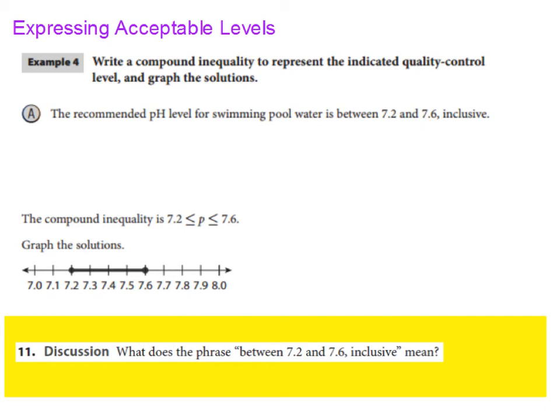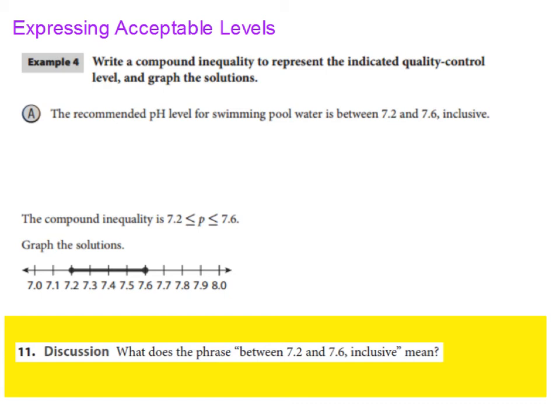So what that means is I want my pH level, which I'll call P. They already did it for me, so I'll just look down here. I need it to be between 7.2, that's my lower bound, and 7.6, that's my upper boundary. Put less thans, and the word inclusive means it could be equal to that, so that's why I have or equal to's. Anytime you see that word inclusive, that means do an or equal to on it.